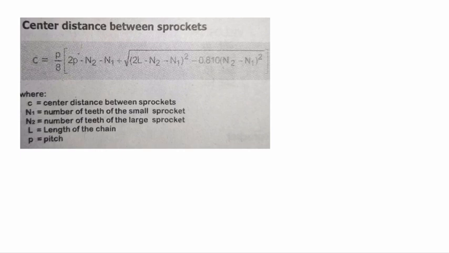For the center distance between the sprockets, the formula is equal to pitch over 8 multiplied by 2 times the pitch minus number of teeth of the large sprocket minus number of teeth of the small sprocket plus square root of the quantity 2 times the length of the chain minus the number of teeth of the large sprocket minus the number of teeth of the small sprocket, squared, minus 0.810 multiplied by the number of teeth of the large sprocket minus the number of teeth of the small sprocket, squared.